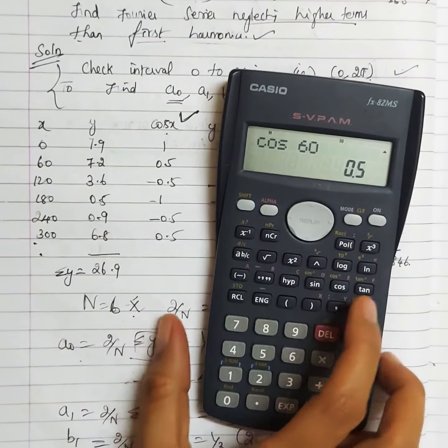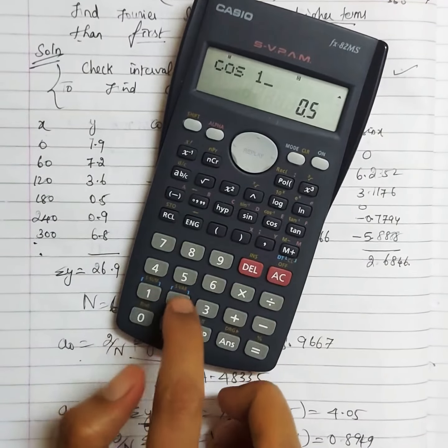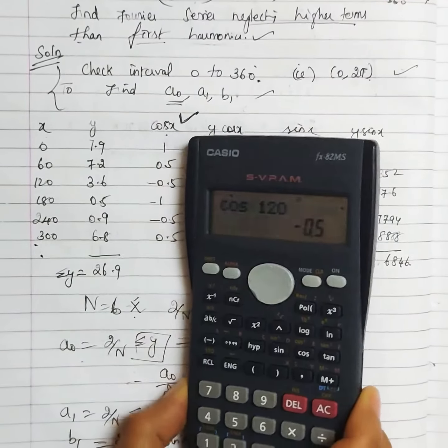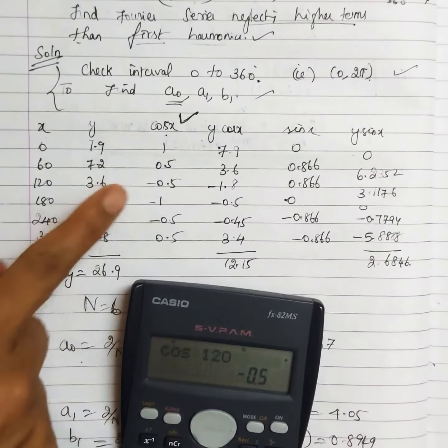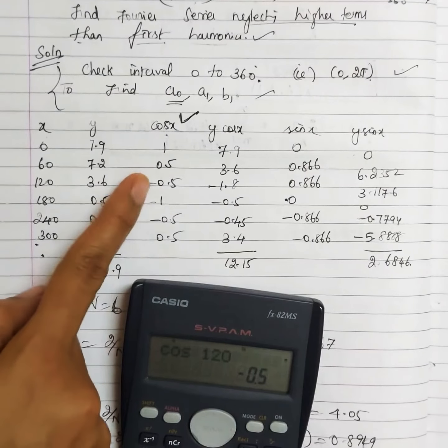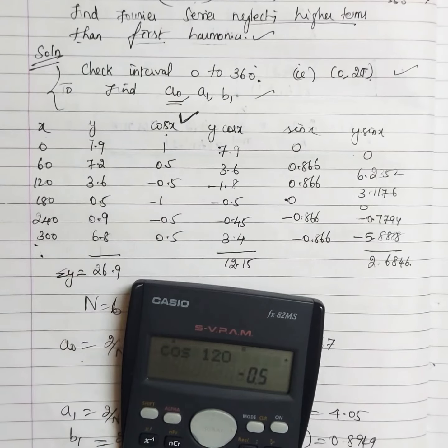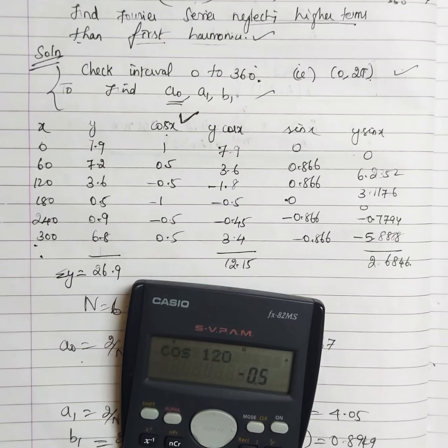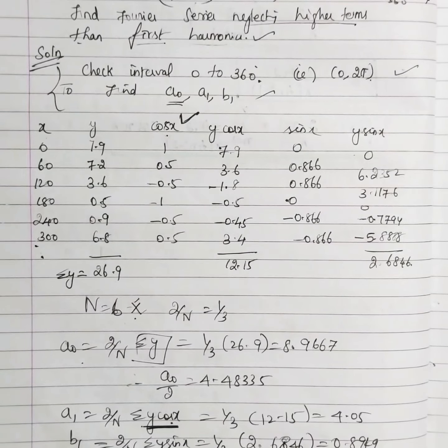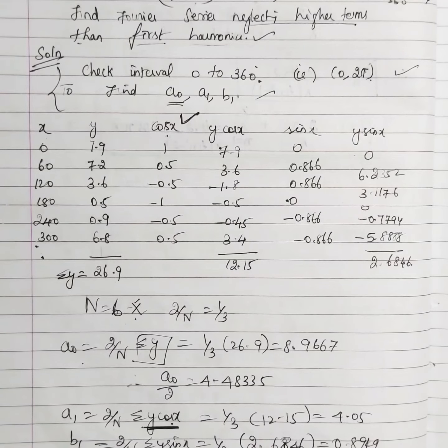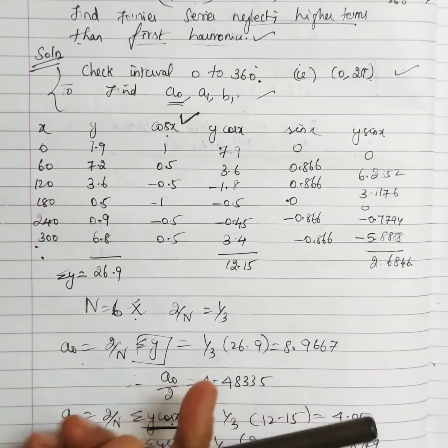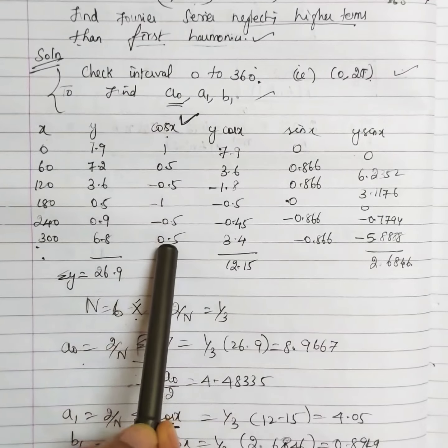I'll just do it for a few values. Say cos 120. So you press cos 120. What are you getting? Minus 0.5. Actually, if you know the trigonometrical formulas, cos 90 plus theta, 180 minus theta, by using all those things, you can calculate the other values just like that. But still we trust the calculator more than our mental calculations. So go with the calculator, find cos x.